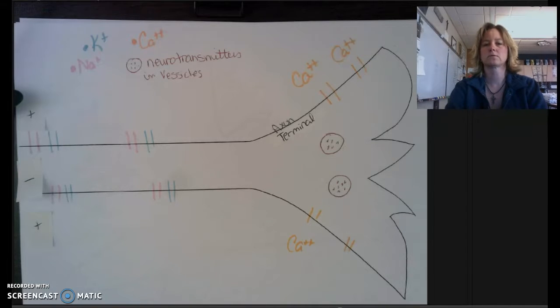Okay, so today we're going to focus on what happens at the end of the neuron and how we get that signal to go from one neuron to the next across that synaptic gap. All right, and then we'll talk about the myelin sheath a little bit.